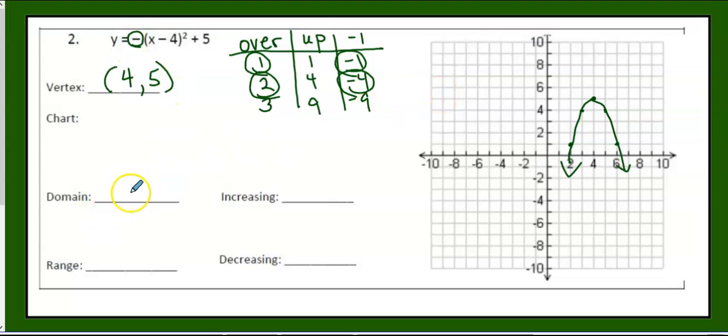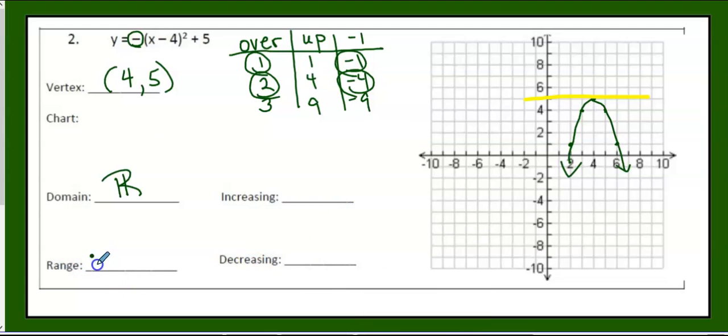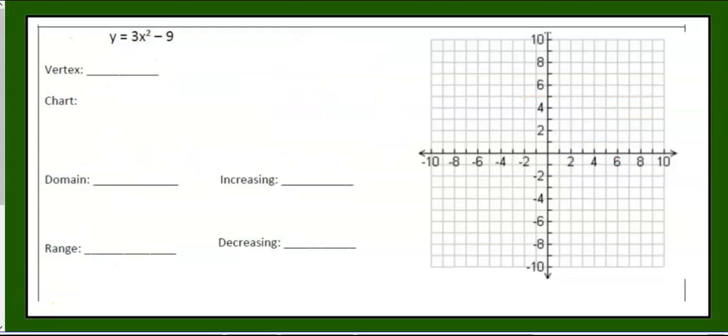And domain, always the same. Here the range starts right here, and it's everything below it. That is at 5, which again matches the y value of the vertex. So we're going to have y less than or equal to 5. And again, don't worry about the increasing and decreasing. We're not doing those. All right, last one.